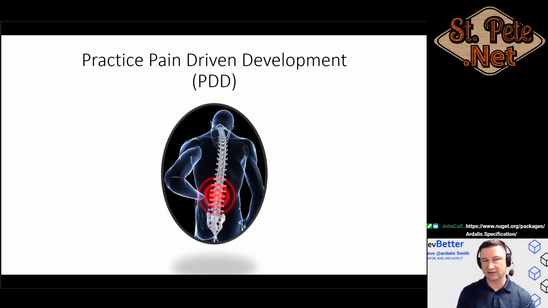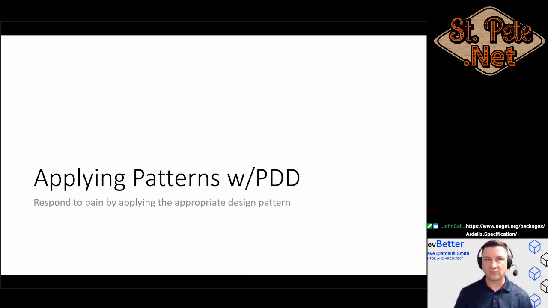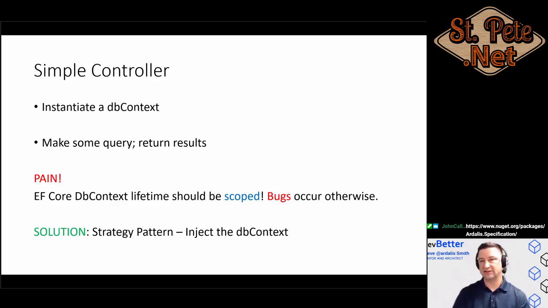And so if you recognize that there's this pain, you've got this tight coupling, you've got this difficulty to test, you've got the separation of concerns is all wrong and it's causing you pain and problems, then try a design pattern that's designed to fix that problem. All right, so we can respond to pain with the appropriate design pattern and some refactoring. So let's say we start out and we have a really simple controller, and the simple controller just instantiates DB context in it, makes some query, returns some results.